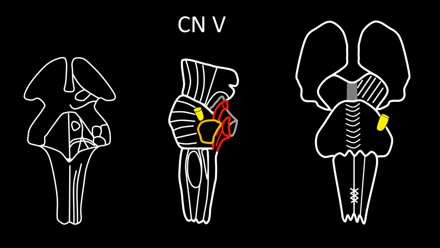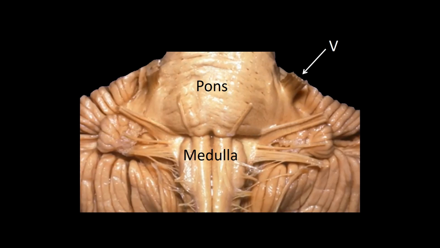Cranial nerve 5, the trigeminal, emerges from the pons just before the external formation of the middle cerebellar peduncle. This is a view that shows the emergence of the trigeminal nerve.